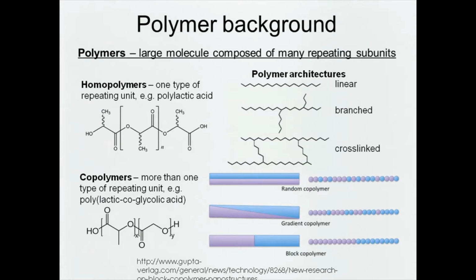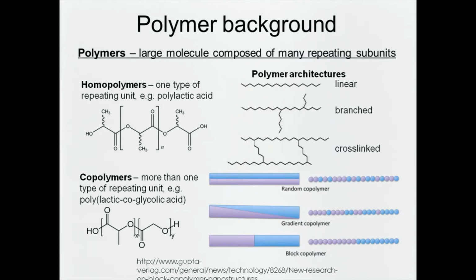So polymers are essentially very large molecules. They're composed of multiple repeating units. They can be homopolymers, where the repeating unit is the same for the entire structure. And this can result in many different polymer architectures. I've just really scratched the surface of what architectures are available. So this is very simplified in terms of linear, branched, and cross-linked.